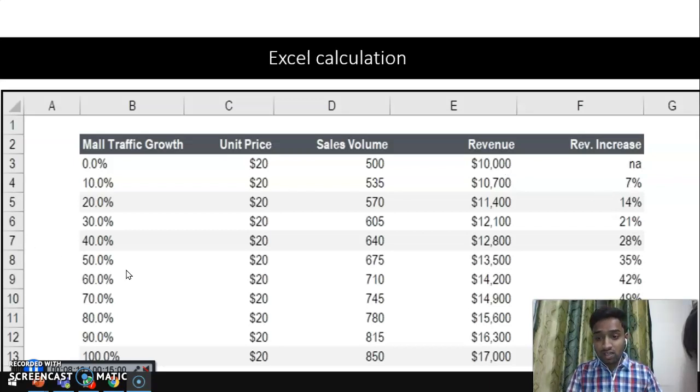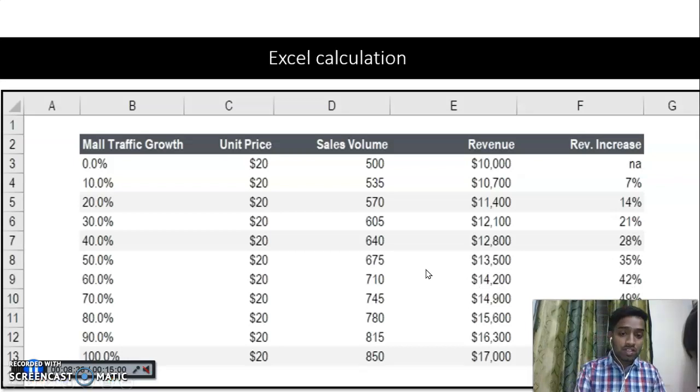In the same way, when we look into 40%, there is a sale of 640 units, and the revenue is 12,800. So there is a 2,800 increase. That's 28%. When we look into 100%, with 850 units of sale, this is the maximum sale that the company can achieve. So here we have 17,000. So there's a 7,000 difference in revenue. So there is a 7,000 increase in the revenue. So that's by 70% your revenue is going to increase.